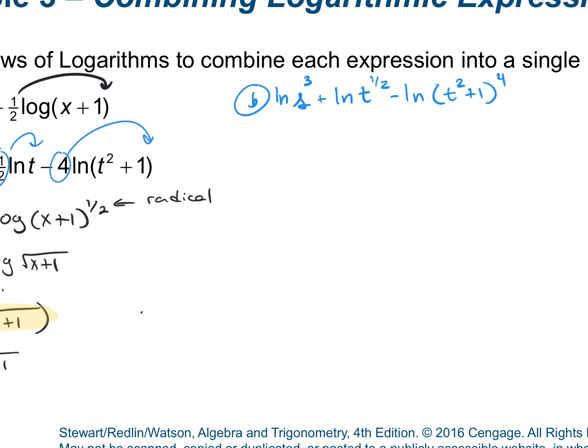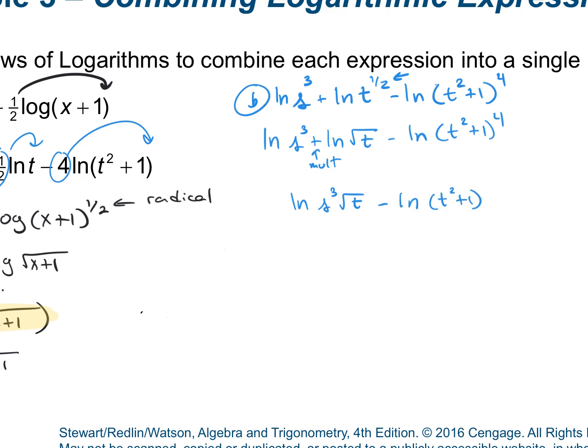Now, after doing that, I'm going to change the ones that are radicals, which just happens to be the only one right here, which is a half. So I'm going to say ln of s to the 3rd plus ln square root of t minus ln of (t squared plus 1) to the 4th power. Now, first thing I'm going to do is go from left to right. I'm going to multiply this addition. So it's going to be ln of s to the 3rd root t minus ln of (t squared plus 1) to the fourth.